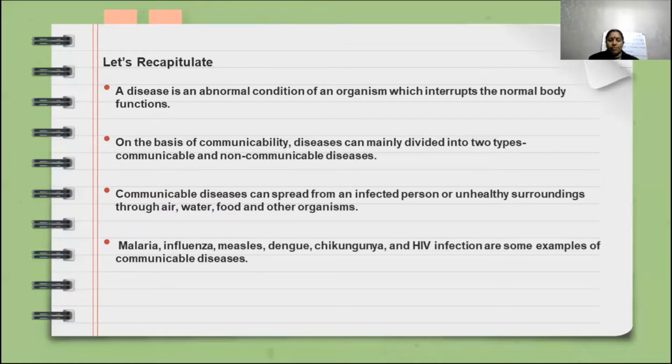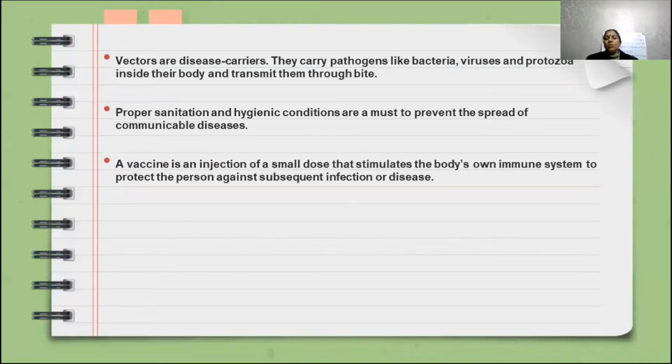The next topic, vectors. Vectors are disease carriers, mainly microorganisms, carrying pathogens like bacteria, viruses, and protozoa. These pathogens reach inside the body of the vector, and from the vector's body they are transmitted to another person through a bite. For example, in the case of malaria, the mosquito is acting as a vector.